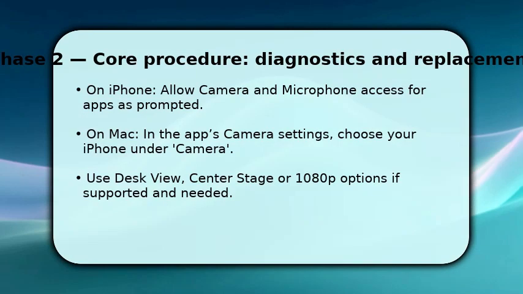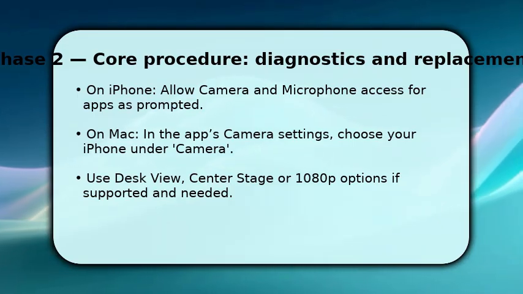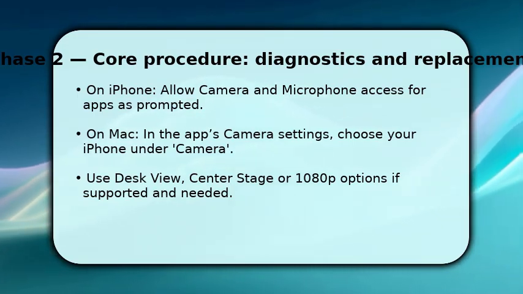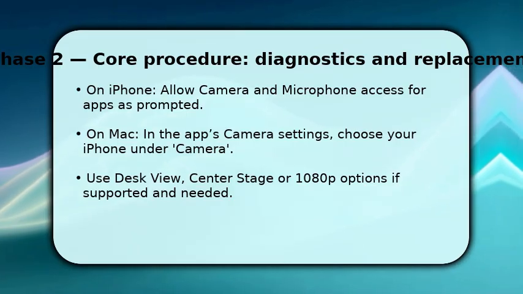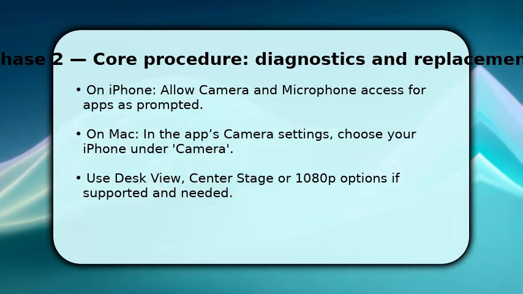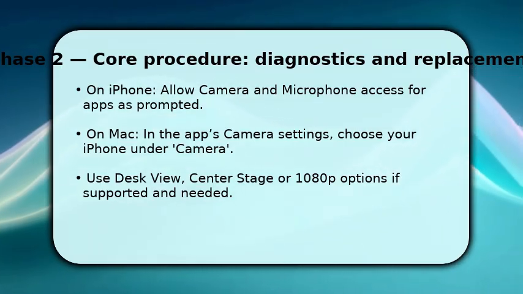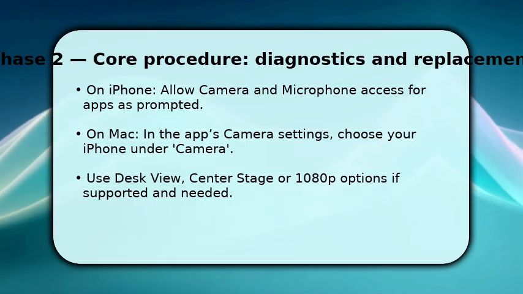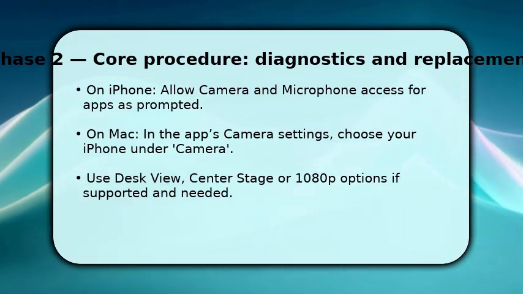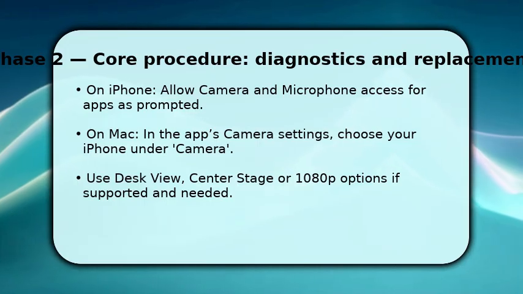Now you enable continuity camera in the app you're using. Open FaceTime, Zoom, or System Settings displays for camera selection. In the app's camera menu, choose your iPhone as the camera source. On the iPhone, accept any camera and microphone permissions if prompted. This lets the Mac stream video.